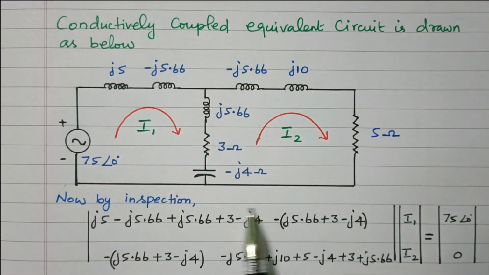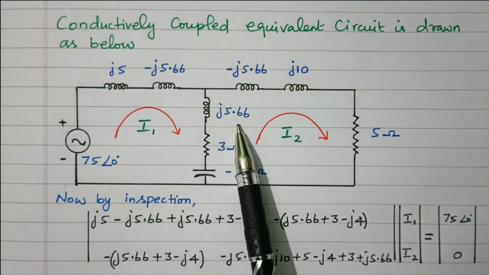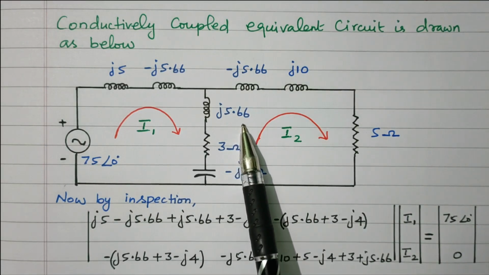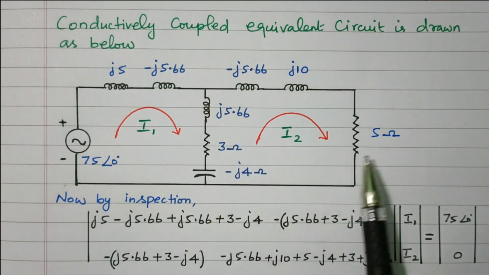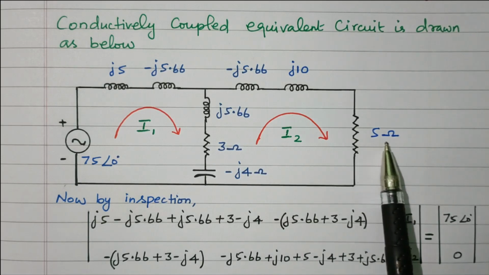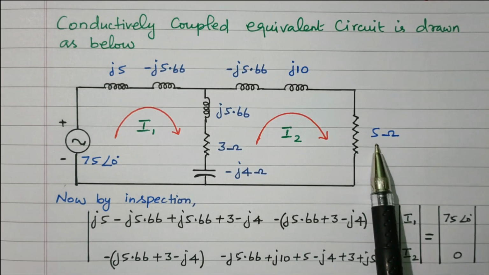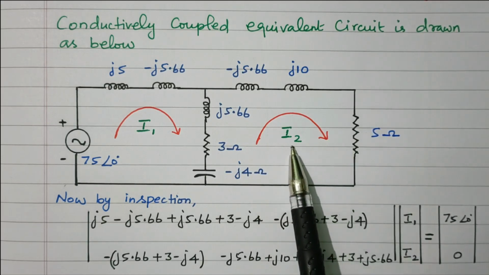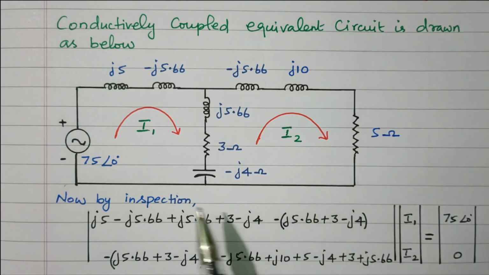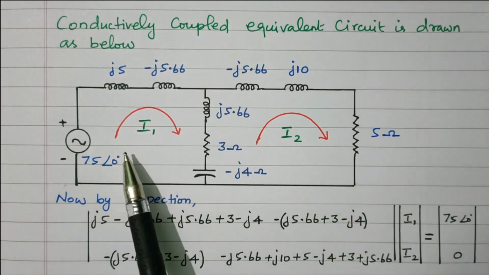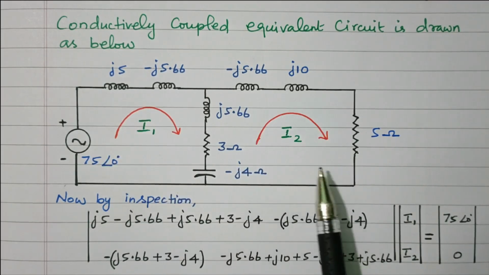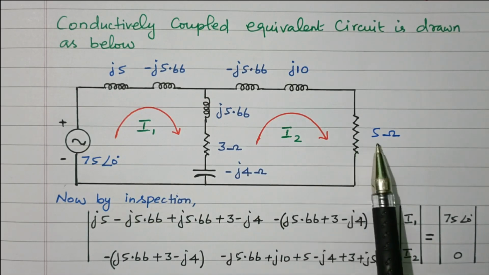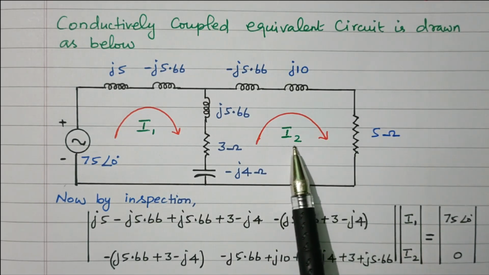Now it is redrawn. Now the circuit is redrawn with the conductively coupled equivalent circuit. Conductively coupled mutual reactance. Right. Now our aim is to find the voltage across this 5 ohm resistor. So V equal to I into R. So we need to find the I value, into R which is 5 ohm. So I will go for the mesh analysis, KVL. We'll take this as loop 1 with the current I1. This is loop 2 with the current I2. So I2 into 5 is nothing but the voltage drop across the 5 ohm resistor. Now our aim is to find the value of I2.